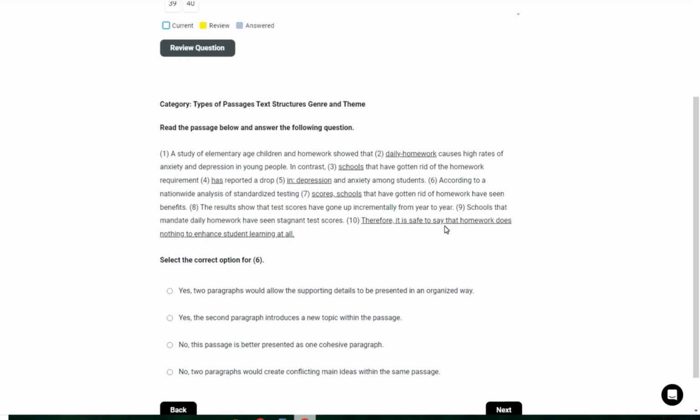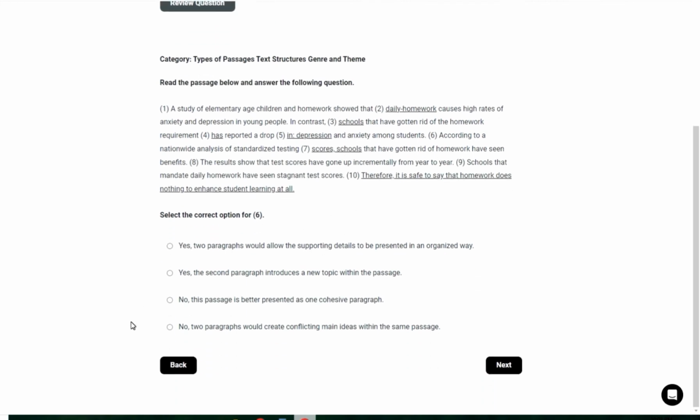Again, we need to make that determination, is it yes or no, because it's going to split our answers. In this case, it's going to be yes, because we should be splitting two different thoughts. Now let's read through the two reasonings for the yes. A: two paragraphs would allow the supporting details to be presented in an organized way. Okay, that's true. Let's look at B: yes, the second paragraph introduces a new topic within the passage. Yes, it does introduce a new topic in the passage.